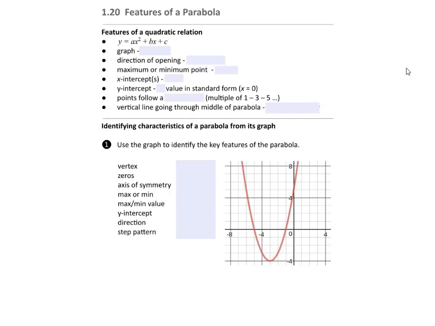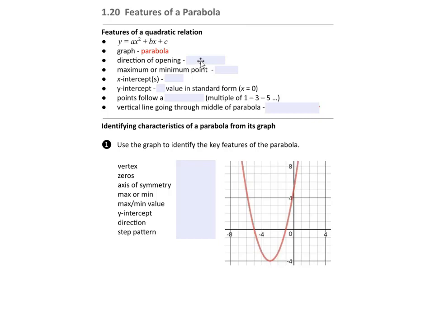So now we know how to draw a parabola and some basic characteristics. We want to go a little bit more in depth with the features of a parabola, specifically the graph of a quadratic relation. We know the formula from last lesson was y equals ax squared plus bx plus c. The graph of that is called a parabola.